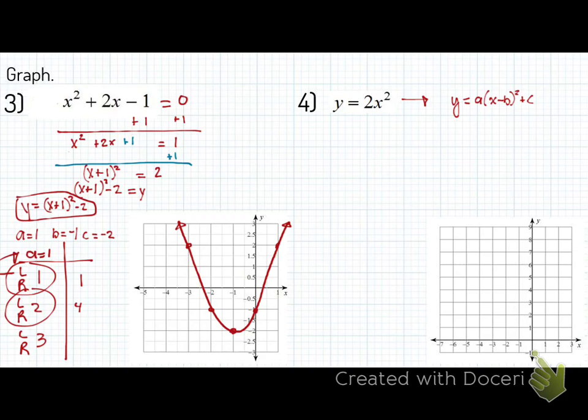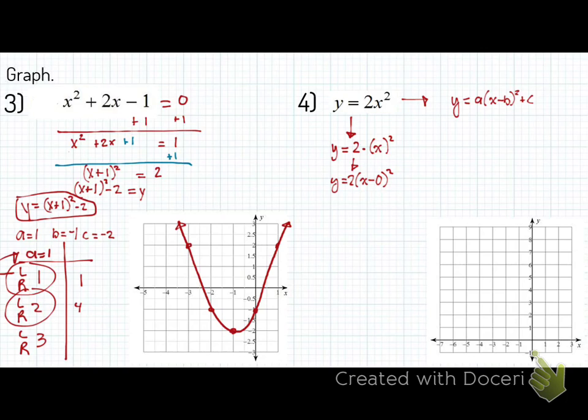Okay, ready? Let me show you how to do this. I heard some good conversation. Ready? Would you agree that this is the same thing as y equals 2 times x squared? Would you all agree with that? Yeah. And would you all agree that this is also equal to y equals 2 times (x minus 0) squared? If I subtract 0, will it change my problem?